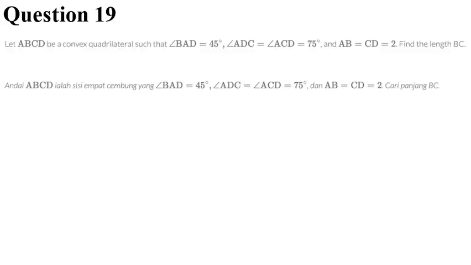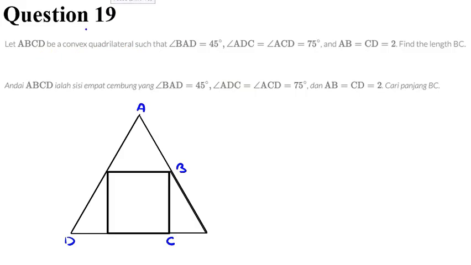Question number 19. Let ABCD be a convex quadrilateral such that, let me draw it. Okay, let ABCD be a convex quadrilateral such that BAD. I want to prove that we have this figure, equilateral triangle and square here. ABD. So in this case, if we consider this figure, it's 60. It's 60 and it says what? BAD.